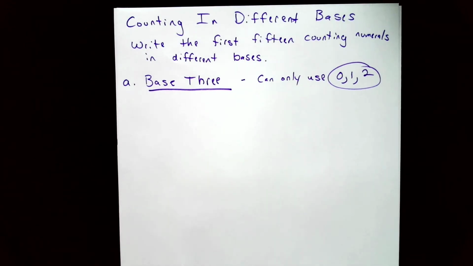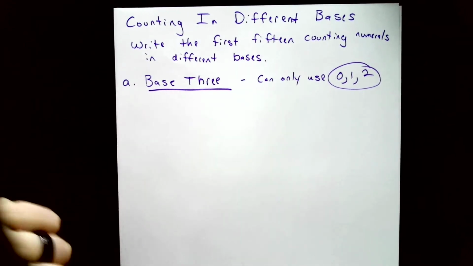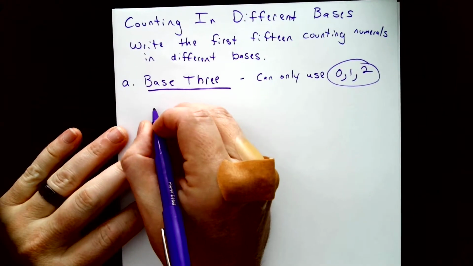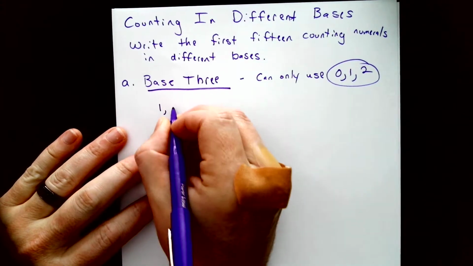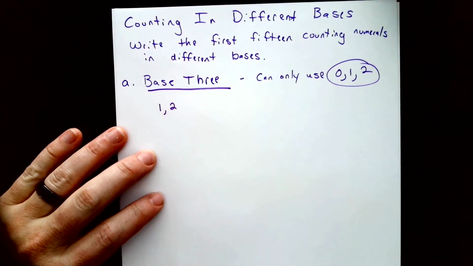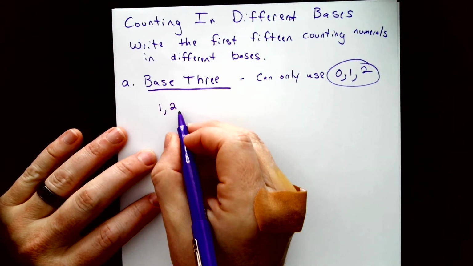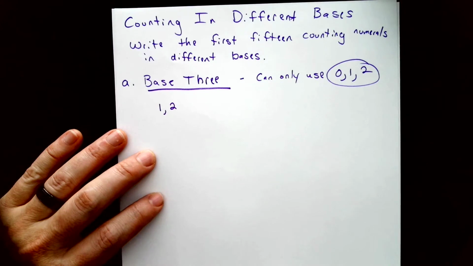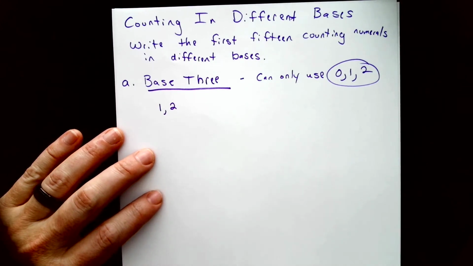Those are the only 3 numbers that you can use in base 3. We're doing the counting numerals, so we're not going to start with 0, we're going to start with 1. So our first counting numeral is 1, and our second one is 2. Now we cannot go to 3 because in base 3 you can't actually use a 3. Just like in base 10, you can't put a 10 in one digit because it's a 1 and a 0. Same thing in base 3.